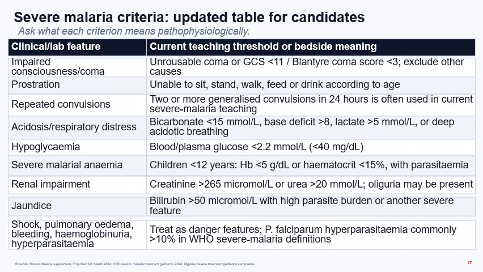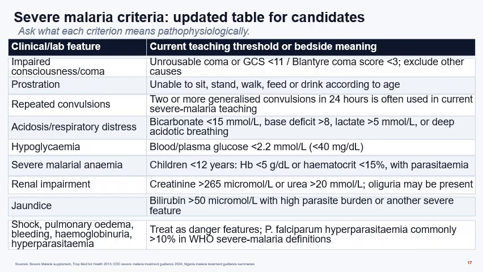For instance, impaired consciousness simply means unarousable coma, and it's often expressed as a Glasgow coma scale below 11 or a Blantyre coma score below 3, after alternative causes are considered. Prostration means inability to perform age-appropriate function such as sitting without support, standing, walking, and feeding or drinking. Repeated generalized convulsions, for instance commonly 2 or more in 24 hours, are a danger feature, and they remain signs of severe malaria.